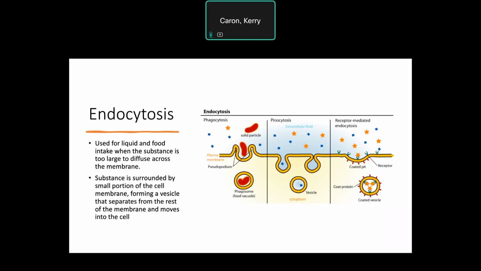Pinocytosis is the same idea as phagocytosis, except that it's fluid. Pino means drinking. So the cell will suck in fluid instead of a solid particle. And sometimes there's receptor mediated endocytosis. Don't worry so much about those specifics, but those are all examples of how something is moved across the membrane by endocytosis.